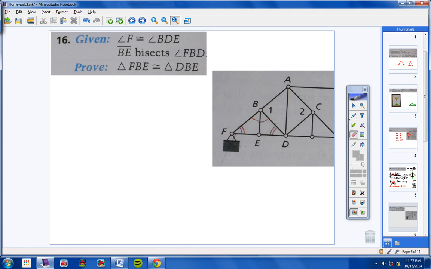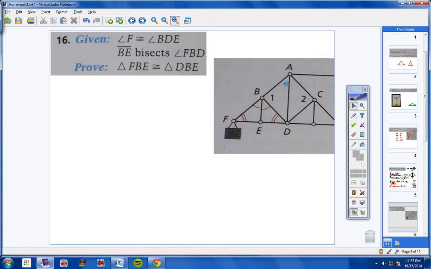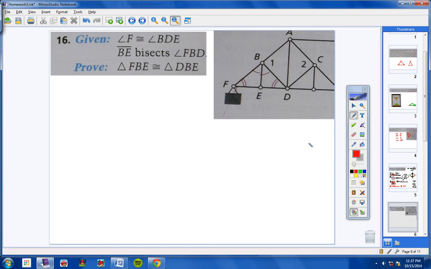So let's go ahead and get a better picture. Let's split the two triangles up. And so we have this triangle here and this triangle here. Okay, there we go. And so we have F, B, E, and we have B, E, D.